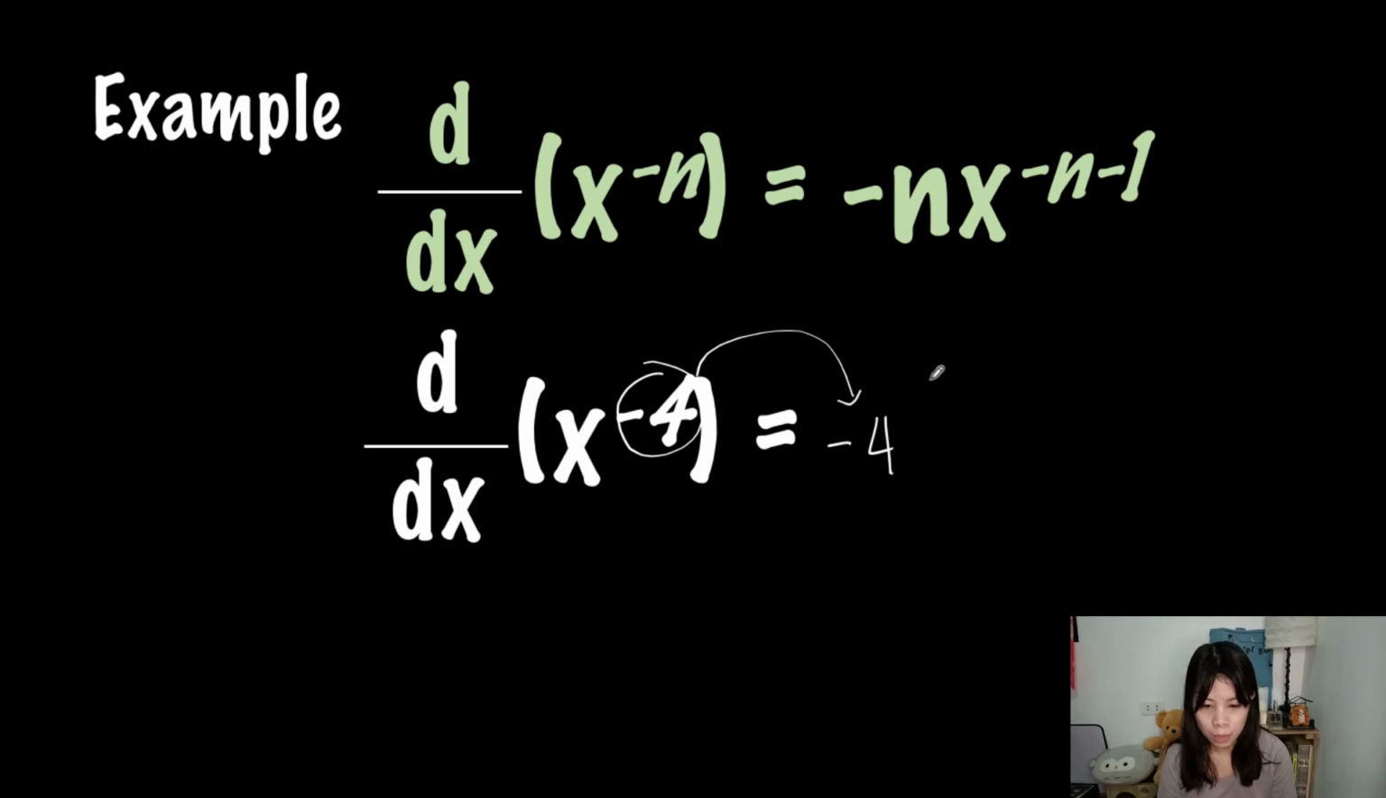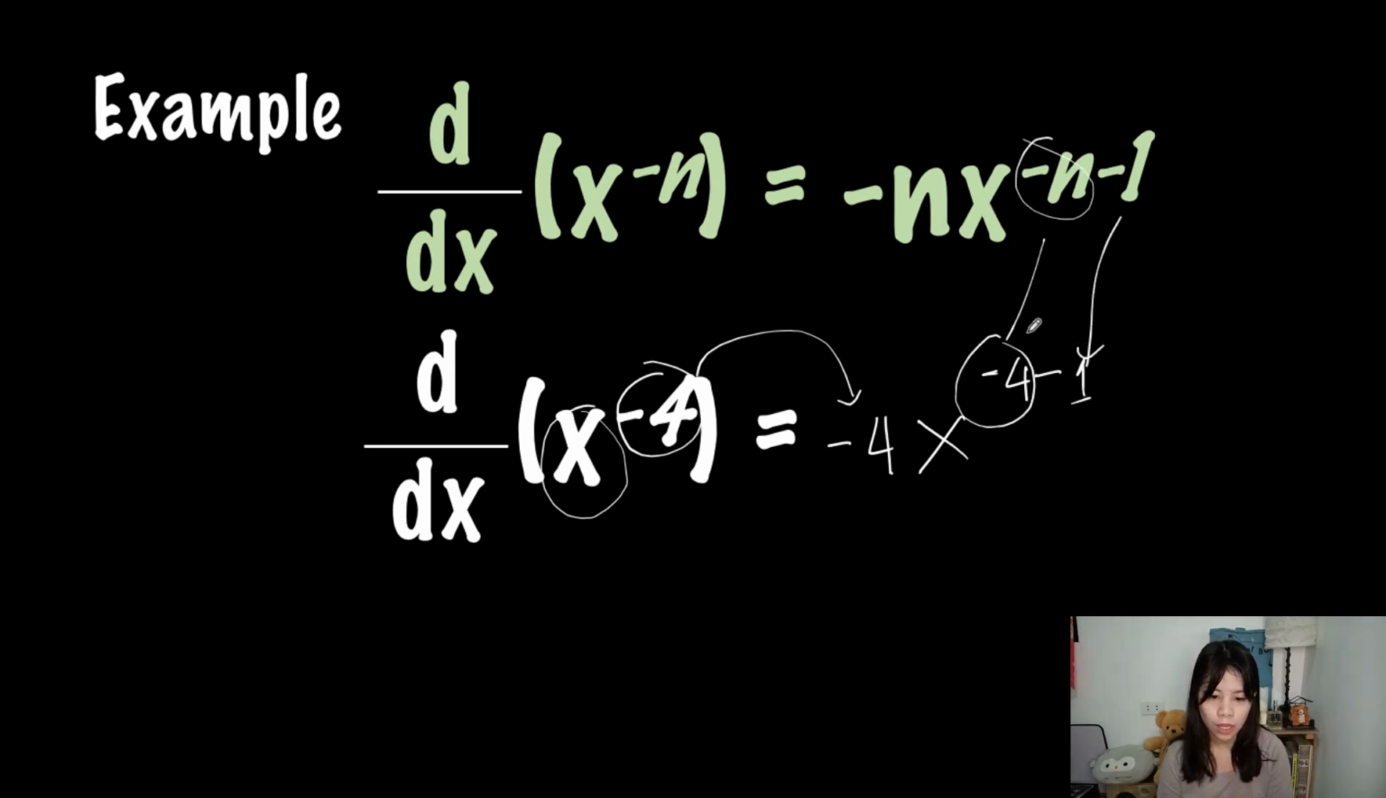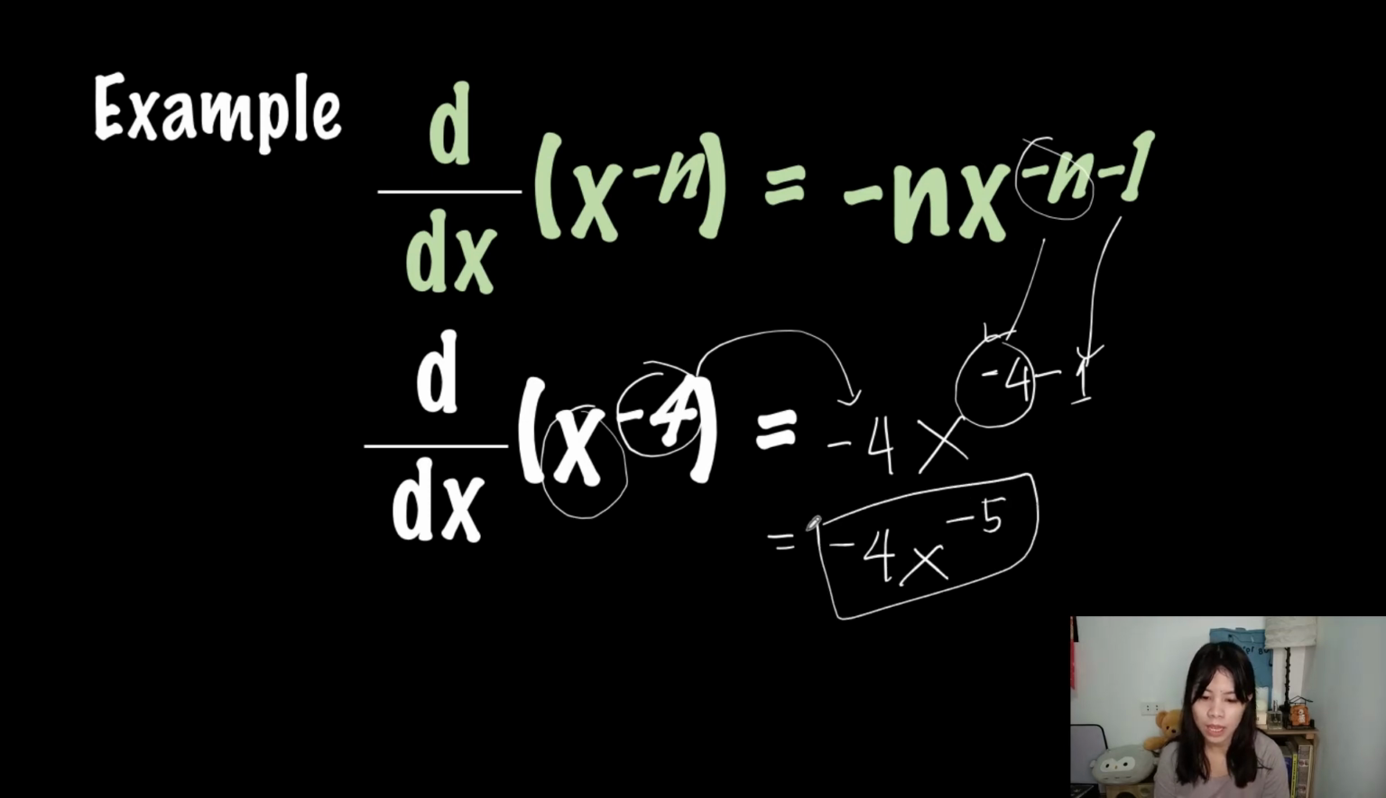Tapos, i-multiply mo siya sa base mo at yung base mo ay x. So, ito yan. Tapos, kopyahin mo ulit si negative 4 sa taas. Minusan mo ng 1. Ito yan, negative 4. Tapos, minusan mo siya ng 1. Okay? So, the answer will be negative 4x raised to negative 5. So, this is the answer.